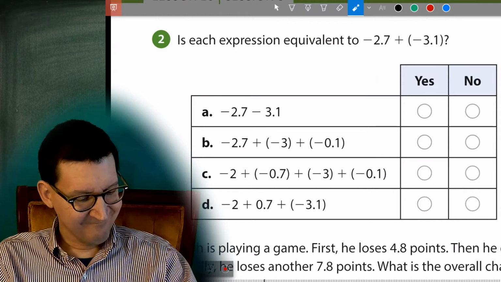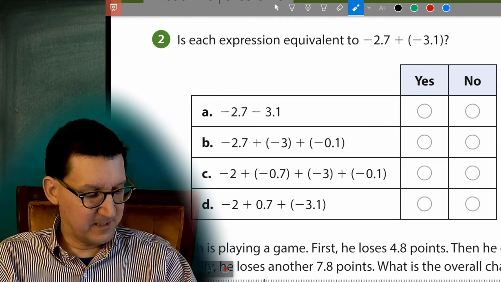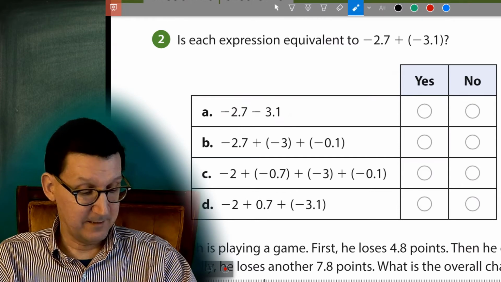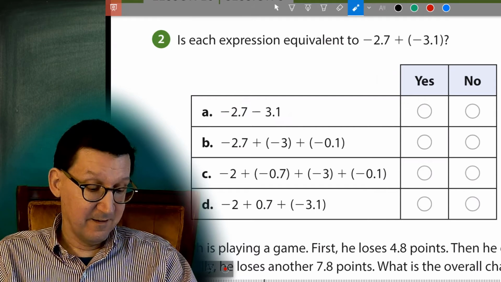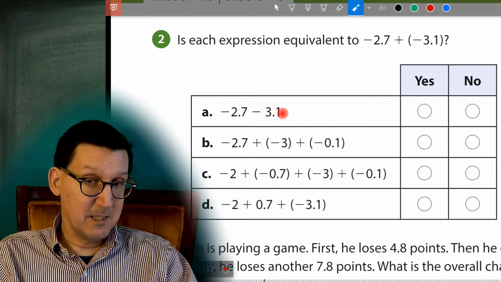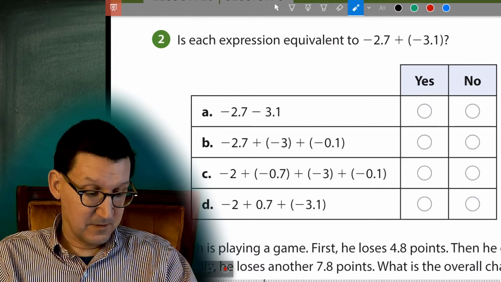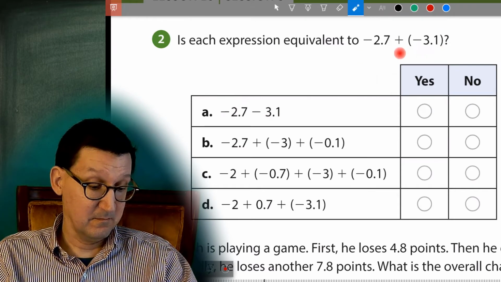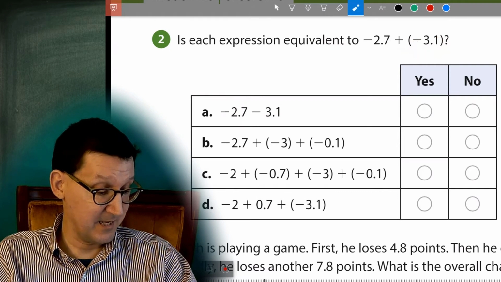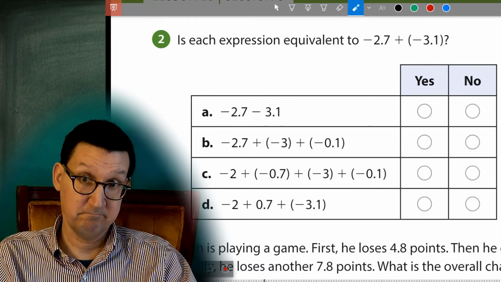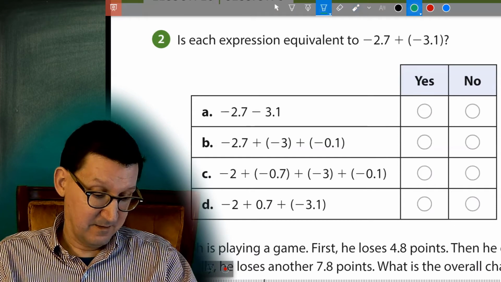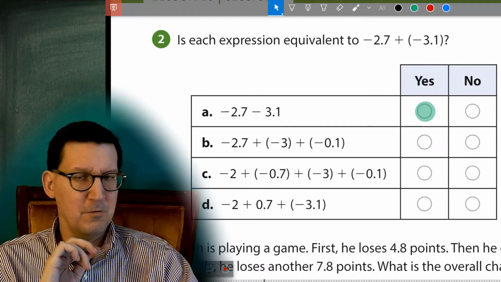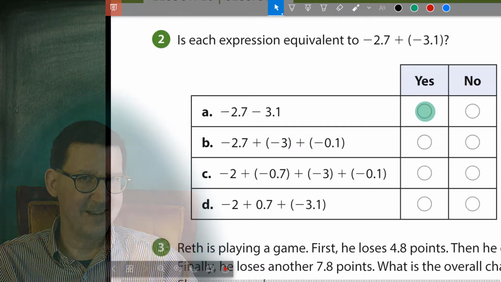So let's see. We have negative 2.7 minus a 3.1. Is that the same thing? Well, we know that subtracting a number is the same as adding its opposite. So is this what we have up here? Yeah, negative 2.7 plus a negative 3.1. That's the same thing as negative 2.7 minus 3.1. So we can call that a yes. What, you think I'm going to do them all for you? No, no, no. Put me on pause. Do the other 3 and then come back when you're ready.